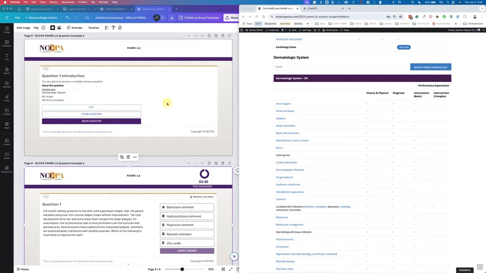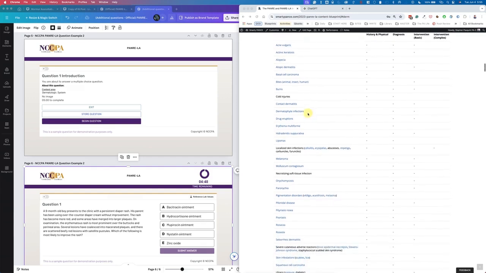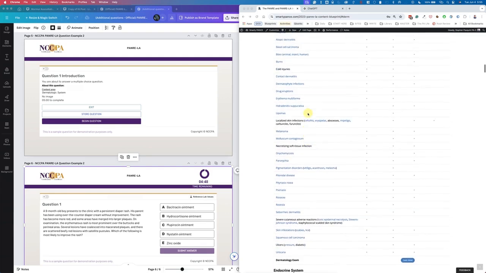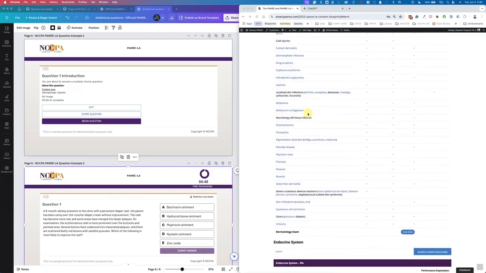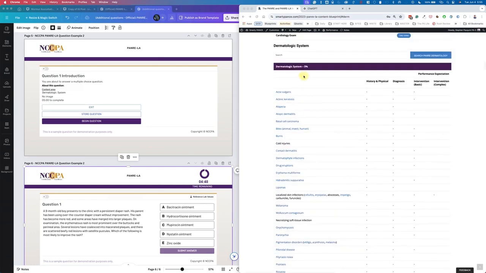All right, let's do one last question just to make sure we have this down. So I'm in my PANRE-LA exam, and I clicked on next question. I'm looking at the content area. The content area is dermatologic system. I clicked dermatologic system on my blueprint. I came down to the appropriate section. I've looked through all my options. You can see there's a lot of options in derm. Maybe I reviewed the ones that I'm not so familiar with. I've gone right back up here, so I have the search tool in place.